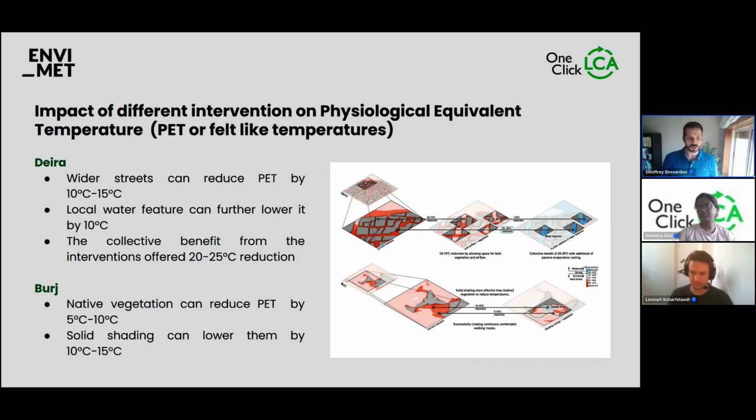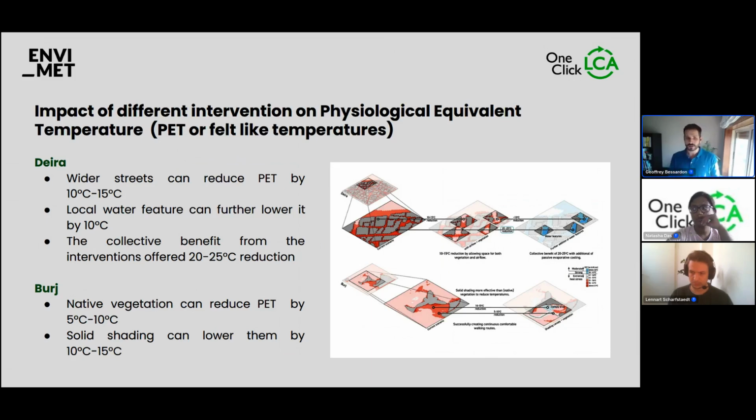And for the Arab, the Burj Khalifa, native vegetation can reduce PET by 5 to 10 degrees. We noticed that actually a solid shading can really reduce the temperature by 10 to 15 degrees. So it really shows that protecting people from solar radiation is the biggest factor in the Burj Khalifa. So you can see also the impact of the different solutions and the advantages and drawbacks of different solutions. That's really something you can work on in your design. So for the MENA region, you can try different layouts.